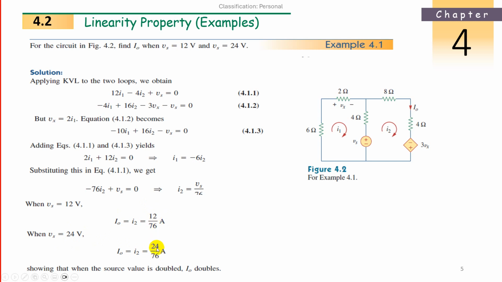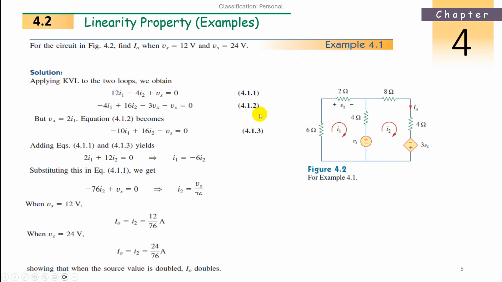How many times is it increasing here? 2 times. Means when the voltage is increased 2 times, the current is also increasing 2 times. So which linearity is it? Homogeneity. Homogeneity means scaling. If we multiply on the left hand side, the same result should come on the right hand side. If we multiply the input, the output should get the same multiplication. That is homogeneity. So this is called the linearity property.